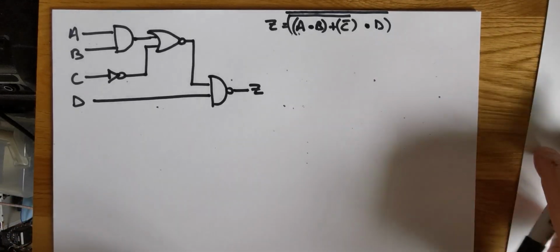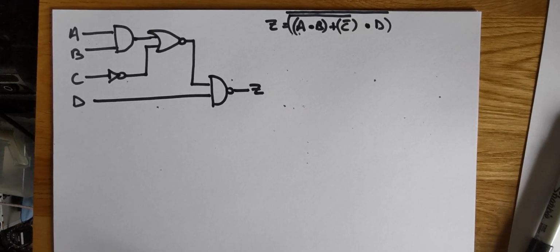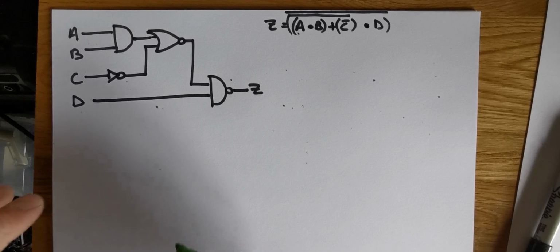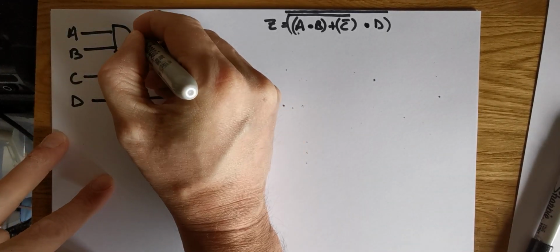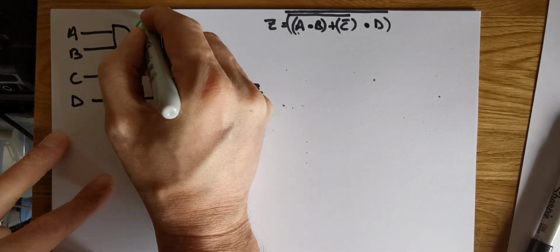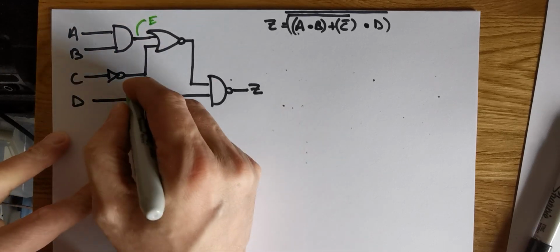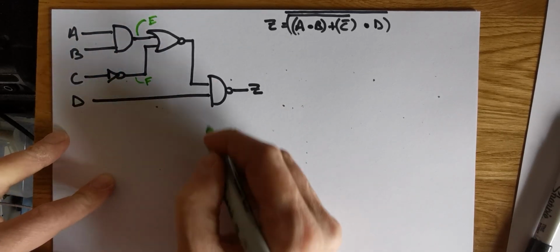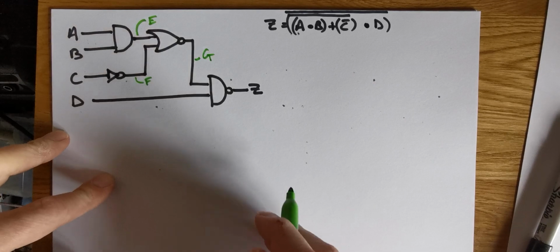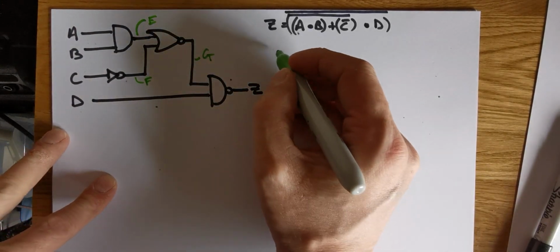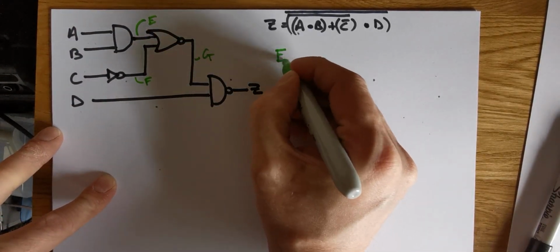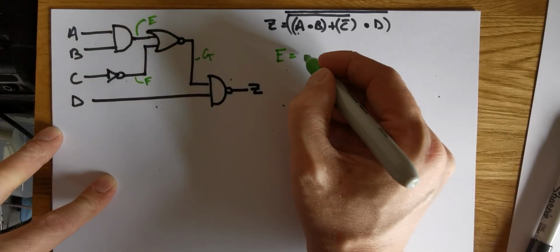The other way to do it is to label your intermediate signals. So that would be signals that are neither input nor output, signals that go from gate to gate. Like this guy, he's an intermediate signal, let's call him E. And this guy's an intermediate signal F. And this guy's an intermediate signal G. Write down the Boolean expressions for them. So E equals A and B.